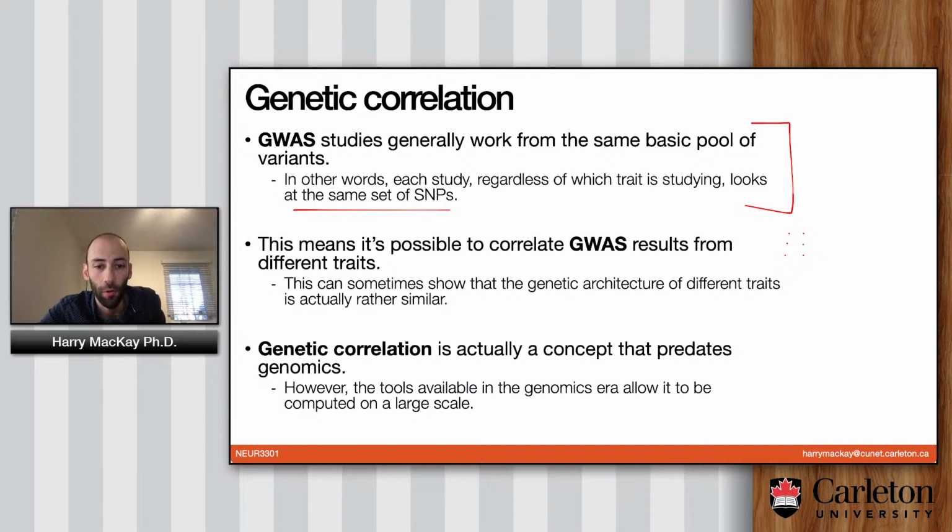And what this can show you is that sometimes the genetic architecture of different traits is actually surprisingly similar. This is a concept called genetic correlation. It's actually a concept that predates genomics. They were able to do this kind of stuff with these old fruit fly studies and whatnot. It's beyond me how anyone had the patience for that, but it is possible now that we have genomics and we can do this all on the computer. It's a lot simpler in many ways.